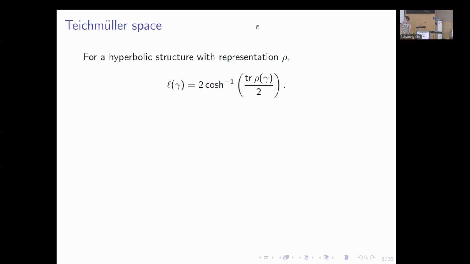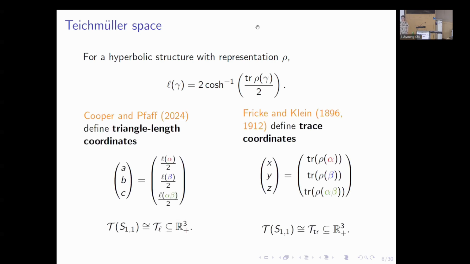And this goes into the two coordinate systems that we use to study these objects. The first one on the left-hand side was introduced by Darrell and Catherine Pfaff, and this is a paper that's on the arXiv at the moment. And here we have triangle length coordinates. So we're really looking at this framing of alpha, beta, and we're taking the hyperbolic length and dividing it by 2. So these give us coordinates for our Teichmüller space.